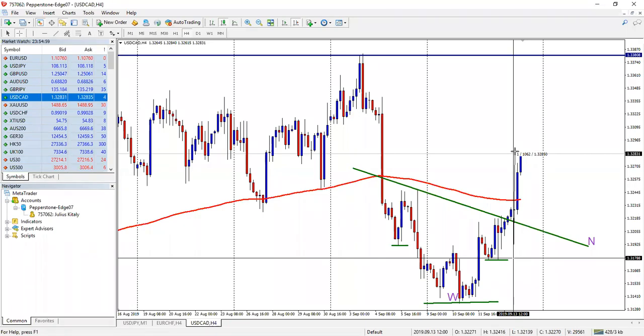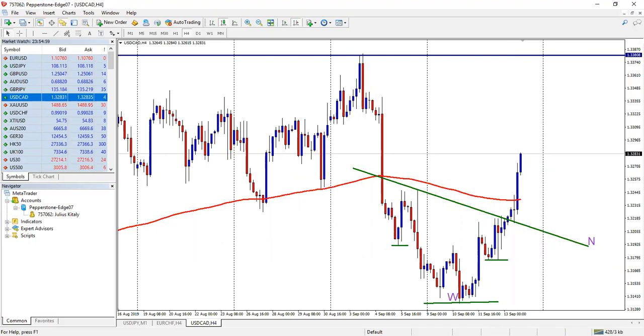Can you imagine? 100 pips, guys, just using support and resistance. We just used support and resistance. And today, I'm showing you guys something else. And what is it? This is chart patterns, inverse of head and shoulder.